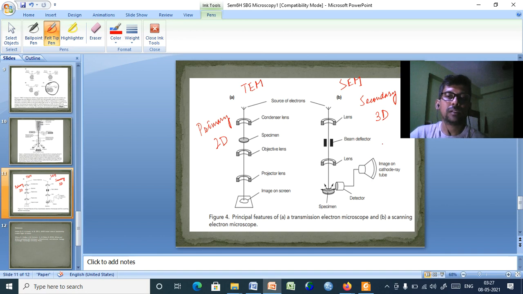So for external surface features, usually we follow scanning electron microscopy, and for internal ultrastructural details, we can follow transmission electron microscopy, where the electron beam passes through the specimen, and it has a much higher resolving power and much precision.